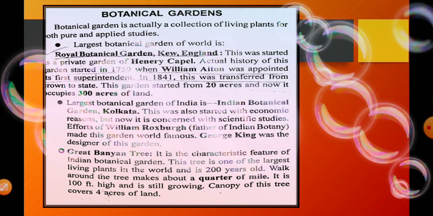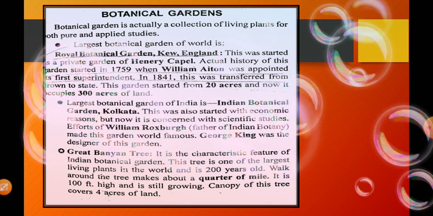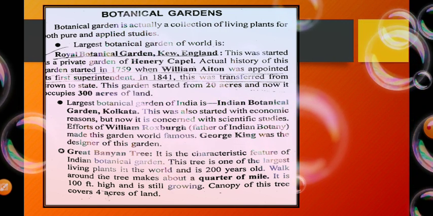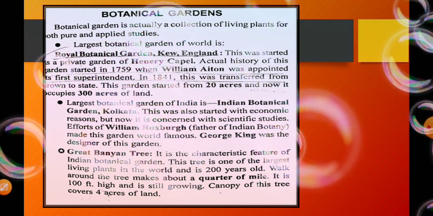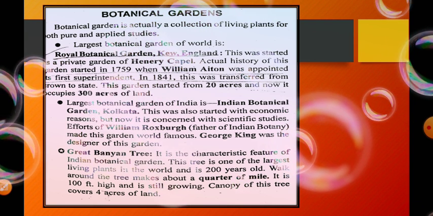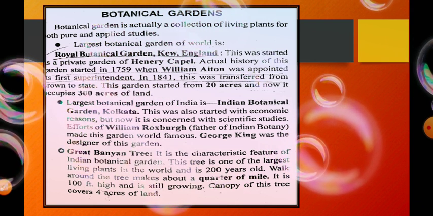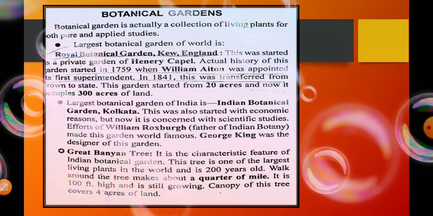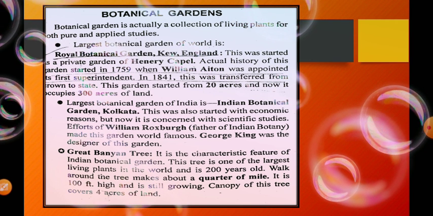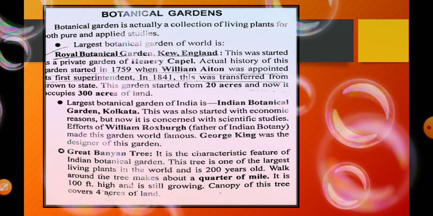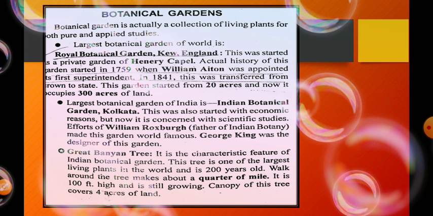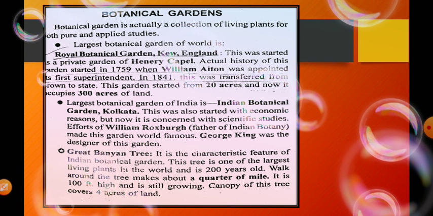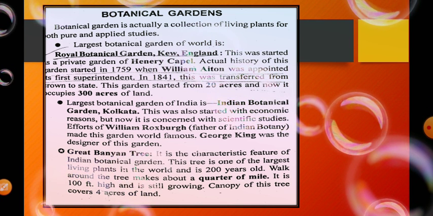And first of all, in 1841, this was transferred from the crown to the state. This garden started from a 20-acre area, and now it occupies 300 acres of land. The largest botanical garden of India is the Indian Botanical Garden, Kolkata. William Roxburgh, father of Indian botany, first studied in this economic region.